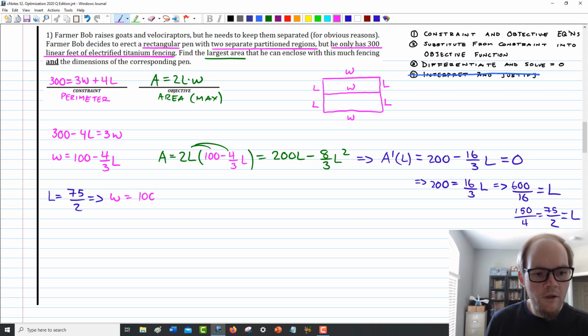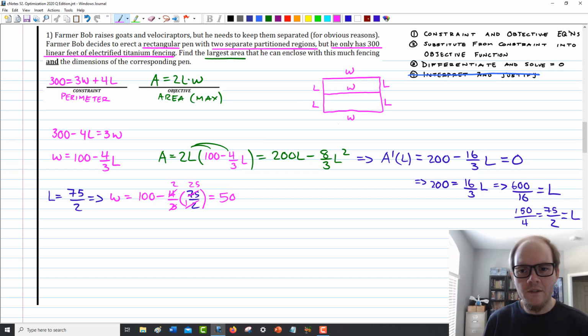W is going to be 100 minus 4/3 of our value for L, which was 75 over 2. When we multiply this through and clean it up a little bit, we'll get 25 times 2 over 1. So interestingly enough, our width is going to be equal to 50. I haven't been using units, I apologize, but I guess some of the units haven't popped up yet. So we got 50.